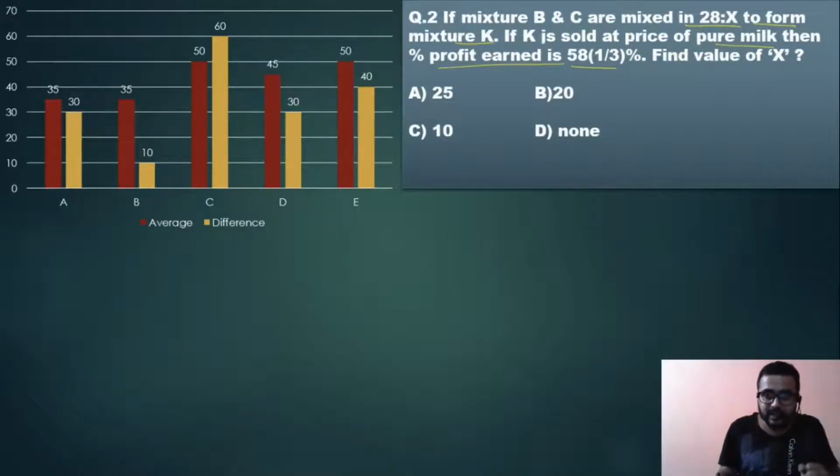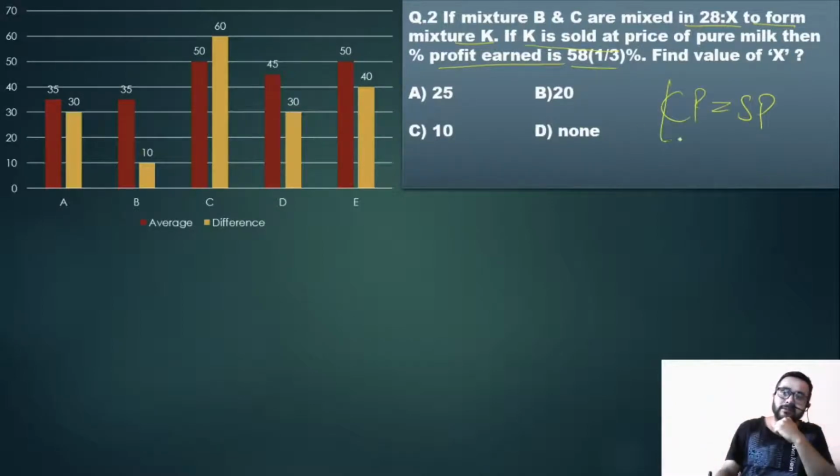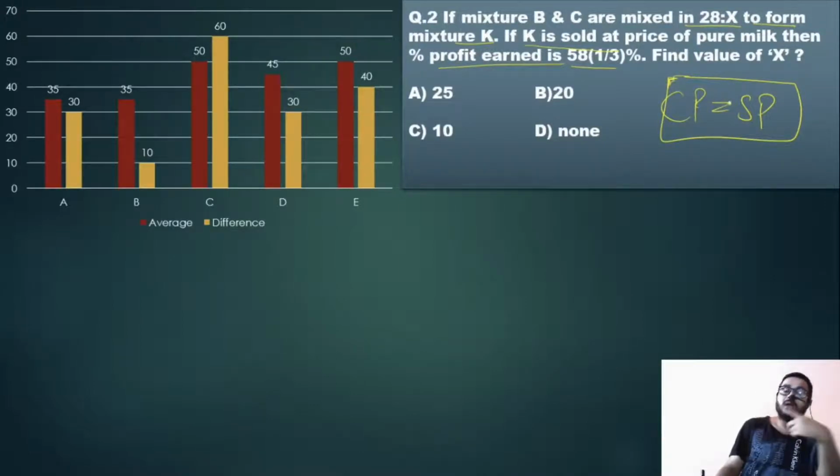See here, he's saying he sold this K at the price of pure milk and earned the profit 58 1/3. How's that possible? It means he's saying that his CP is equal to this SP. I mean, cost price is equal to selling price, and still he's gaining profit. That is possible in only one case, when you add something which has cost 0 rupees. What I'm saying here, if CP equals SP and still you are gaining, it means you are adding something which has price equal to 0.